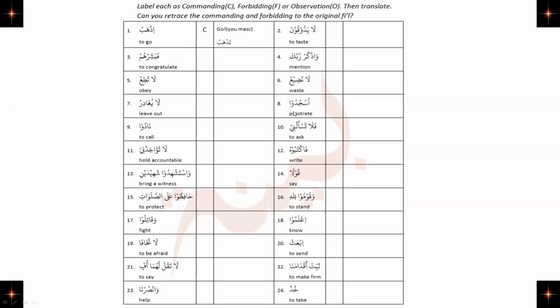Antum tasjuduna. What do I do? I will just make it lightest by saying tasjudu, drop the noon, tasjudu, okay? And then I will go back and say, okay, now I'm going to remove the ta and then say sjudu, sjudu. But I have to bring a helper alif.